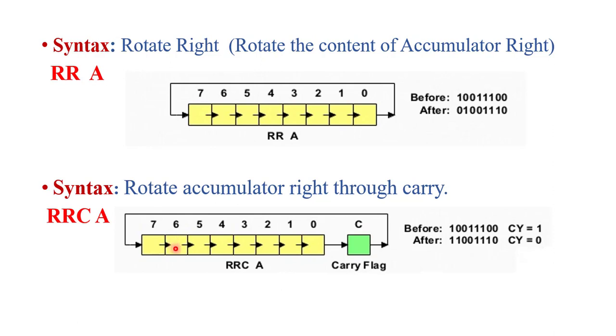The 6th bit is moved into the 5th bit. Every bit moves 1 location right. So after this instruction, the result is carry bit is 0 and the result is 11001110. So these are the rotate instructions. In case of rotate instructions, the carry flag bit is affected.